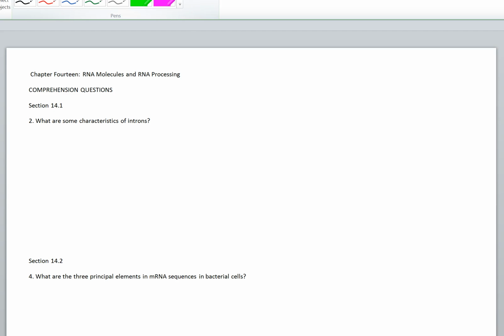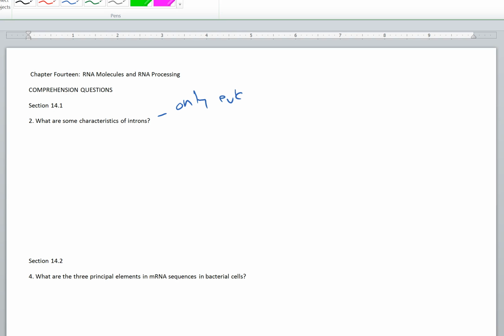So what are some characteristics of introns? I mean, that's a pretty vague question. The book talks about introns being intervening sequences in the middle of genes, protein coding genes. They don't really say all that much about it. So what are some characteristics? Only in eukaryotes. There's various types of introns. The main ones we'll talk about are those involved in protein coding genes.